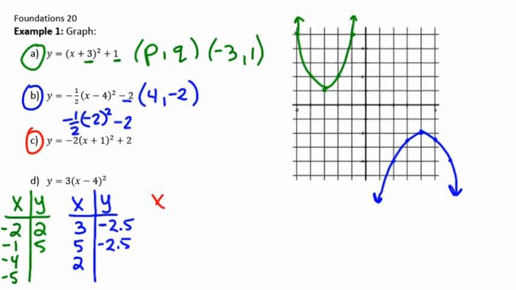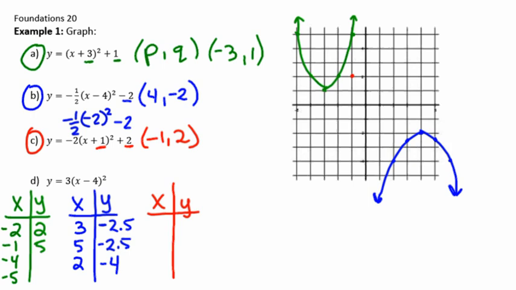C. Our vertex is negative 1 and 2. Opposite for p, same for q. Negative 1 and 2 is right here. My a value is negative, so I know it's opening down. It's a negative 2, so it should be a little bit narrower than our original. And again, I can use the table of values to plot some points.